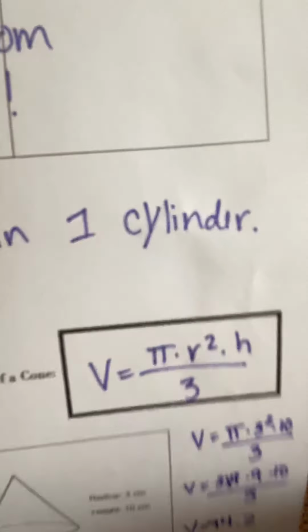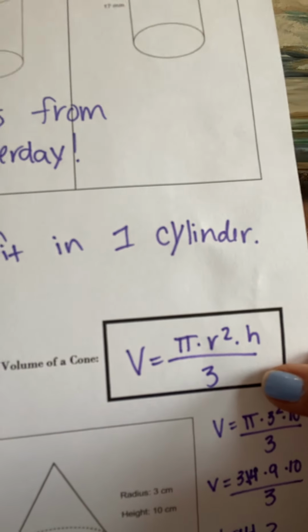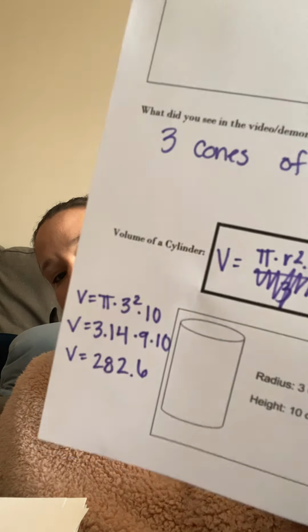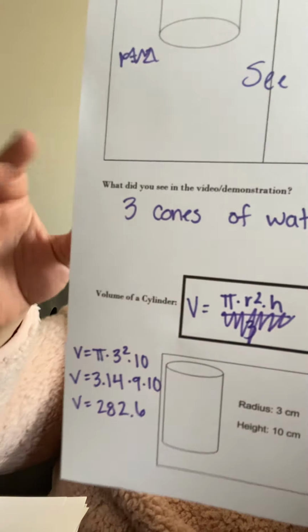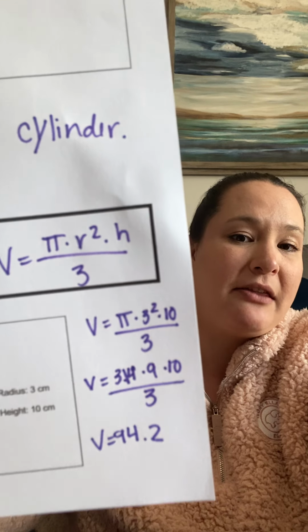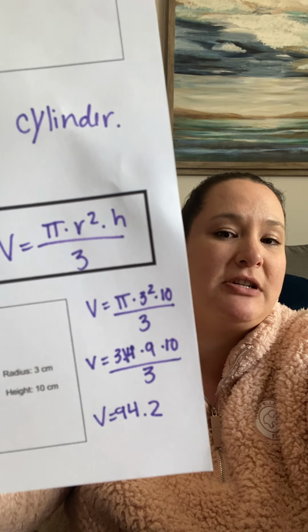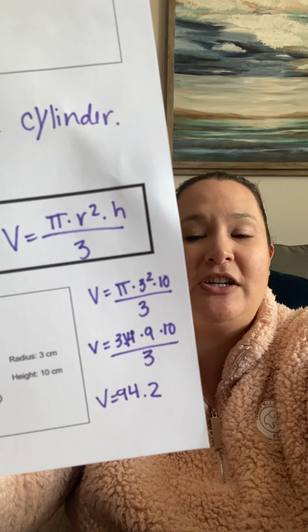If you guys remember from yesterday, the volume of a cylinder is equal to pi times radius squared times height. Well, we're going to use that same formula today, except all we're going to do is take it and divide it by 3 to find the volume of a cone. So we're just going to practice this. Same thing as yesterday. Plug in those numbers, and you will get the volume of 282.6. And then when you multiply 3.14 times 9, because that's 3 squared, times 10, and divide by 3, you get 94.2, which is that exact number. 282.6 divided by 3 is 94.2. So we see that the formula does work.